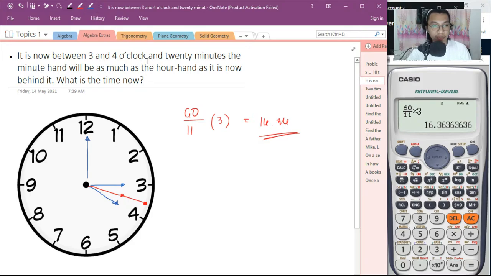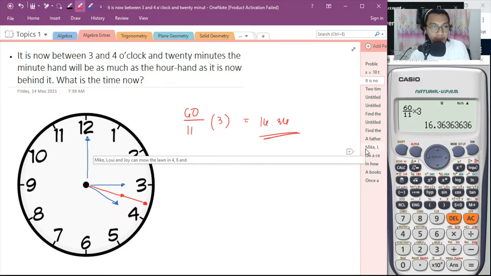Eh, sabi lang naman, no? 20 minutes, the minute hand will be as much as the hour hand. In 20 minutes, between 3 and 4 o'clock. As it is now behind it. Okay, after 20 minutes pa. Pero yun yung pagkakaalam ko eh. Balikan natin to.